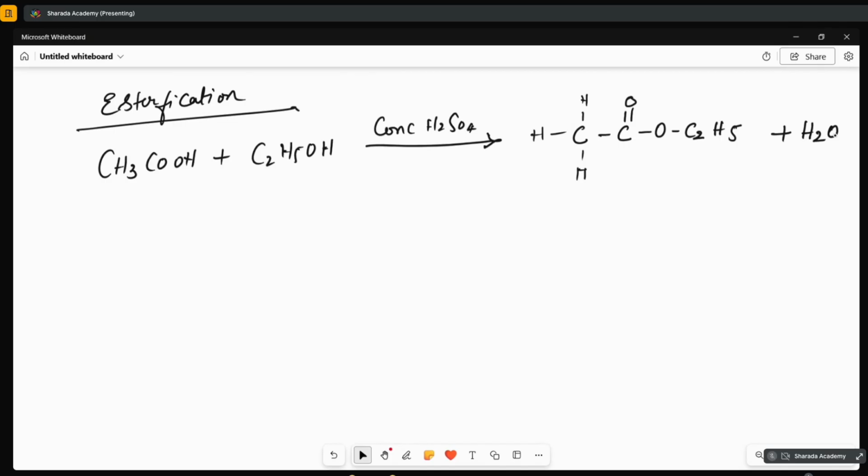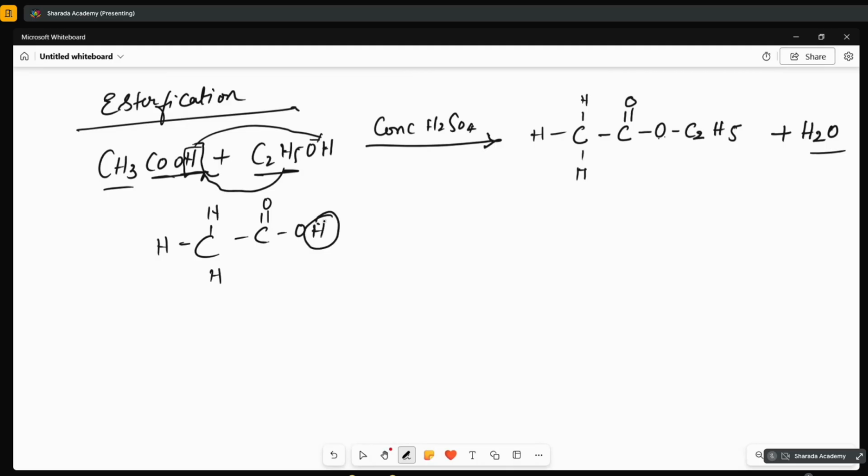This is also dehydration only. One water is removed here. See what happens? In CH3COOH, one hydrogen is replaced by C2H5 from this. Here it is replaced by C2H5. This hydrogen plus OH will become water. That's all. What is the formula for this? Ethanoic acid. This is ethanoic acid, right? This hydrogen will be removed and we will put C2H5.